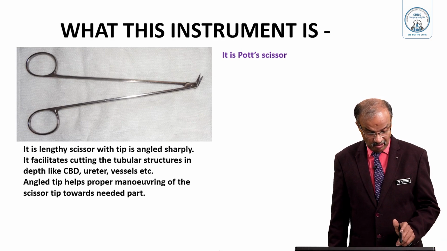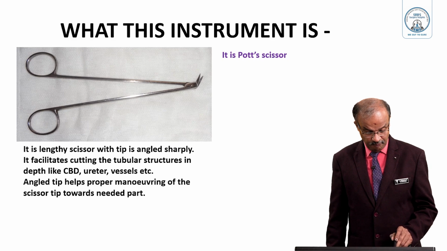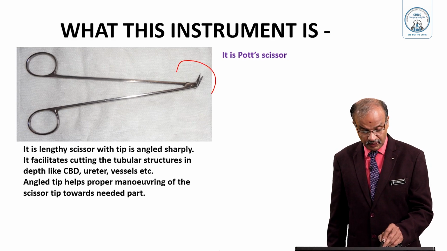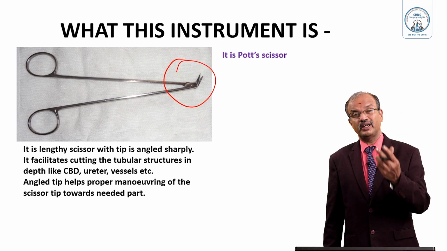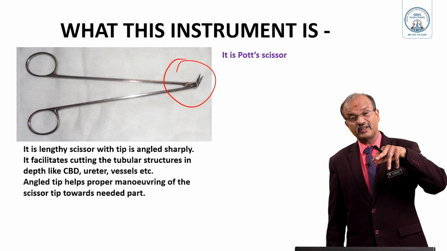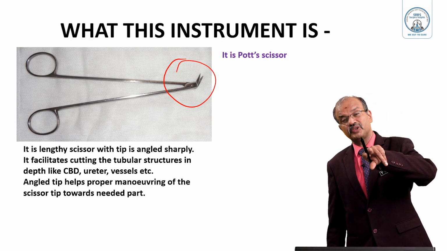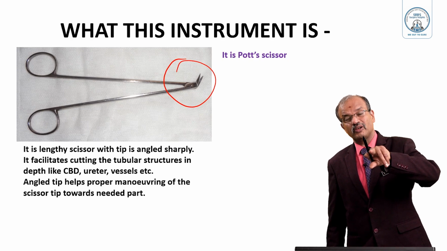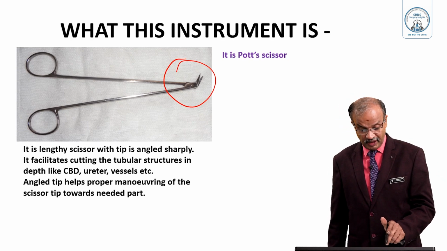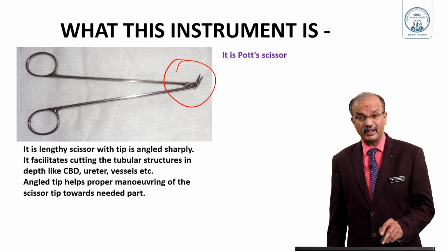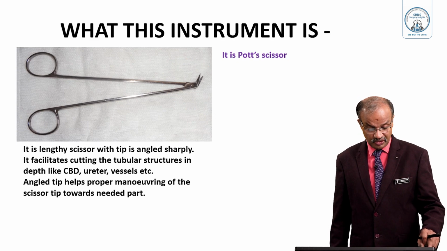It's lengthy. I already told, deep CBD, vessels, ureters. This angle helps you to manipulate or maneuver in the deeper plane so that you cut properly. Otherwise, traditional curved scissors are very difficult to pass into the tube lumen of the ureter or common bile duct, and to cut properly as you want. This facilitates your technique, very clear and meticulous. Such that is a Pott's scissor.